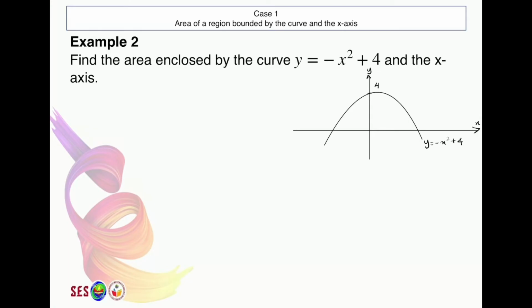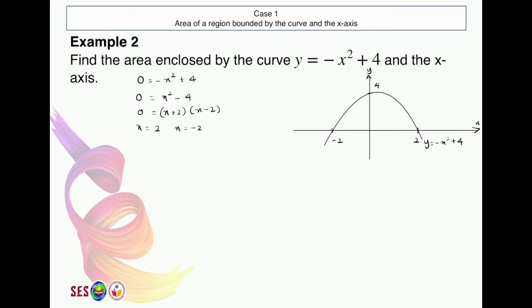So when you substitute y is equals to 0, you get 0 is equals to minus x squared plus 4. Okay, then 0 is equals to x squared minus 4. So you get 0 is equals to x plus 2 and also x minus 2. So this is actually finding the roots. So x is equals to 2 and x is equals to minus 2. So this will be negative 2 and this will be 2. So now you already have the values.